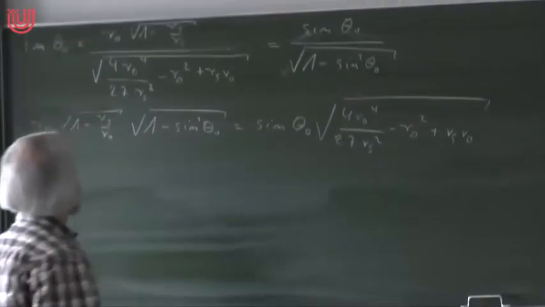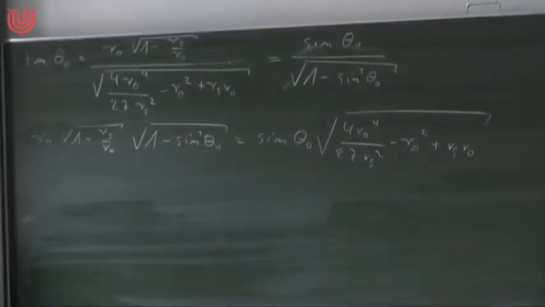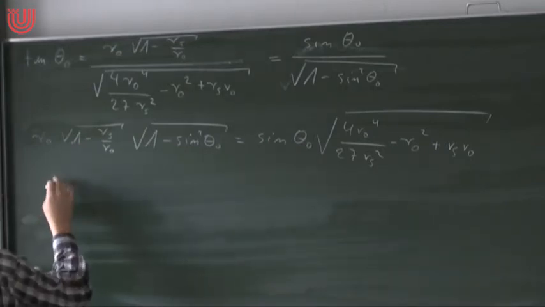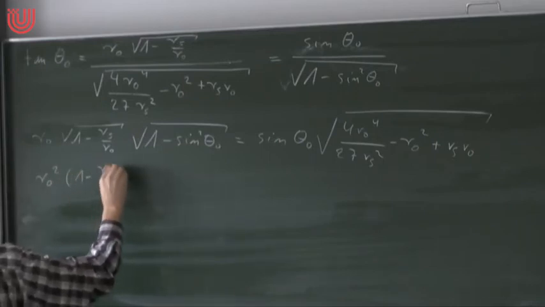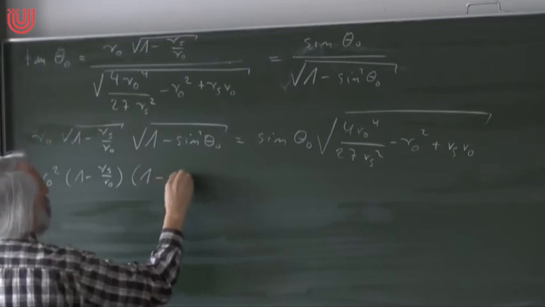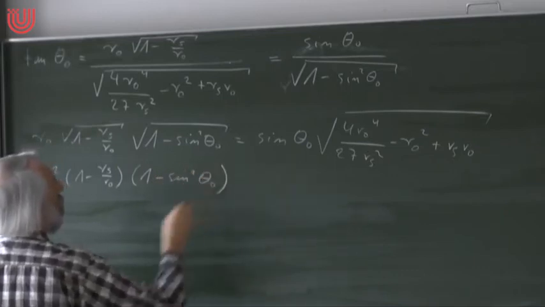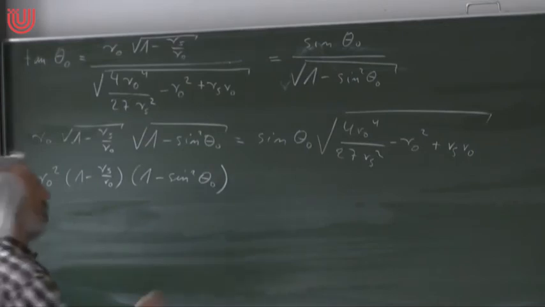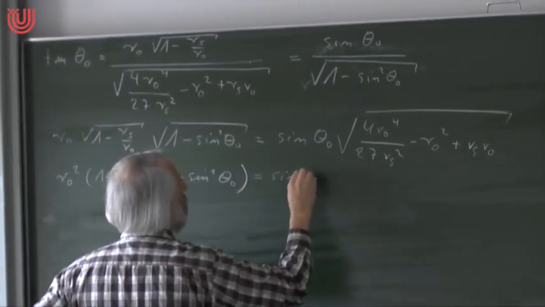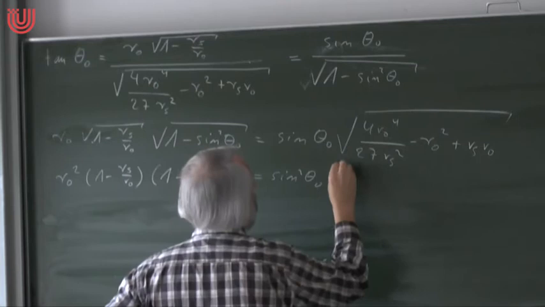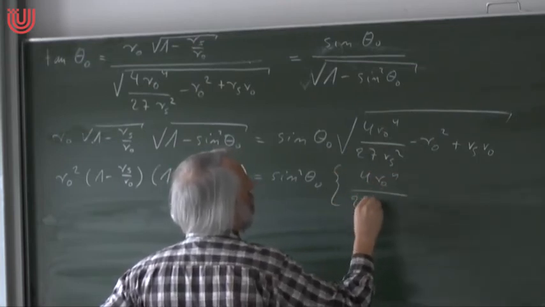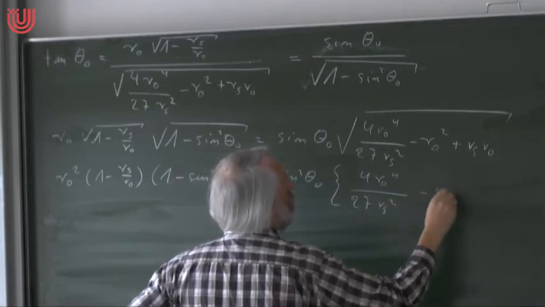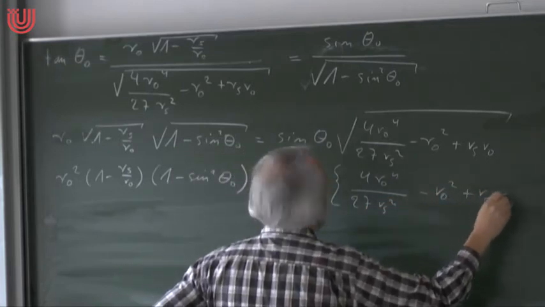Let me see. I think I should square the whole thing so that I can solve for sine squared theta, right? So I have, okay, I have R_O squared minus R_S R_O, times 1 minus sine squared theta_O. And here I have sine squared times the radicand, minus R_O squared plus R_S R_O.